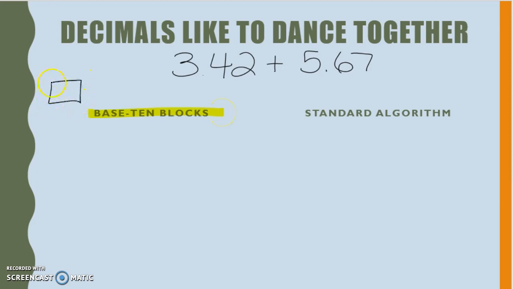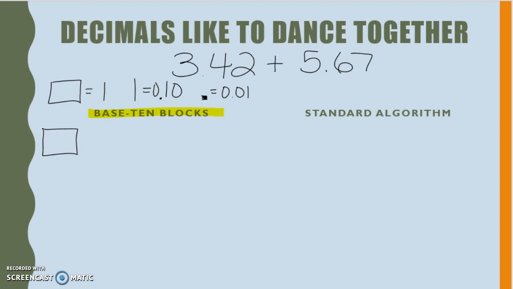Let's say that a flat no longer represents 100, but it represents 1, that a long no longer represents 10, but it represents a tenth, and let's say that a cube no longer represents 1, but it represents 1/100, or 100th. That sounds odd. 100th. So let's make the number 3 and 42 hundredths.